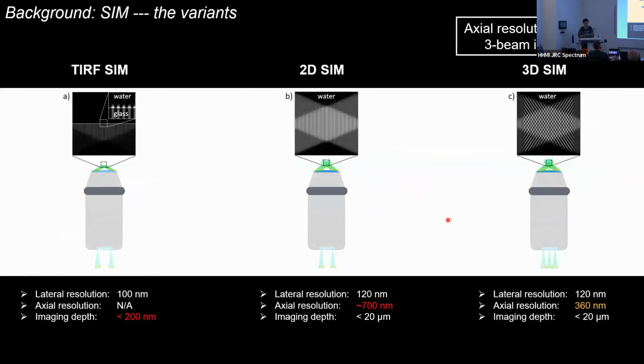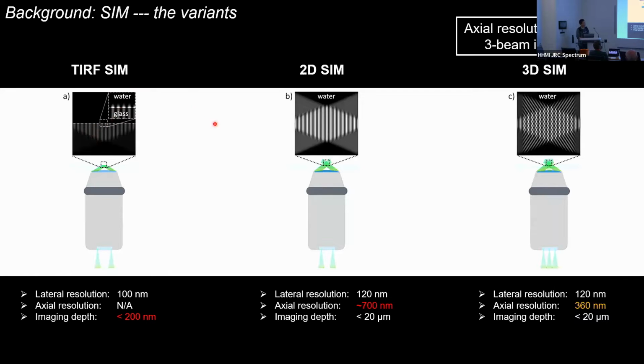Based on the different illumination patterns, as you can see here, there are 3 different basic variants of structured illumination microscope. In TIRF SIM, as shown here, the imaging depth is limited to 200 nanometers, which is very close to the coverslip, which means that you can only see something at the bottom of the cell, and you cannot go deeper. But the resolution can go like 100 nanometers or something like that.